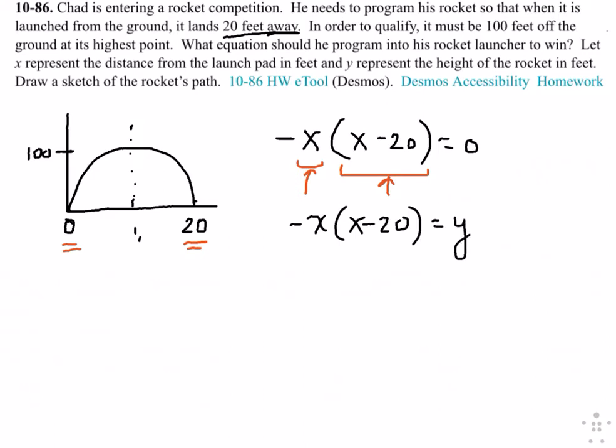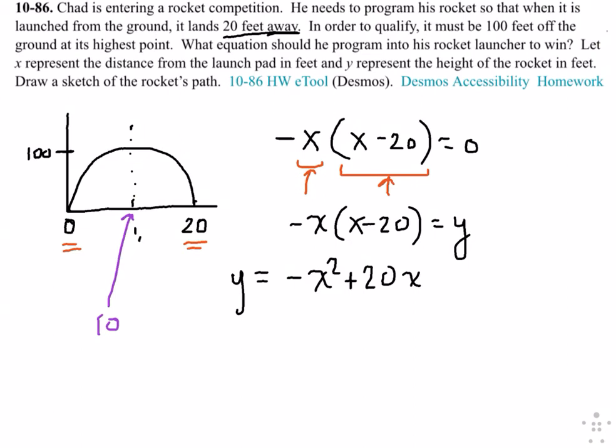I could distribute this out, and I get negative x squared plus 20x equals y. So there's the quadratic, and I should really write it nicer. Let's write it as y equals, it just looks nicer. So now let's see what our height is. We know that this point right here is 10 because parabolas are symmetric. So between 0 and 20, 10 is the middle.